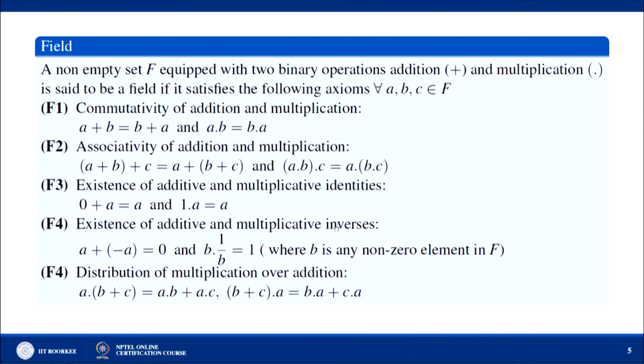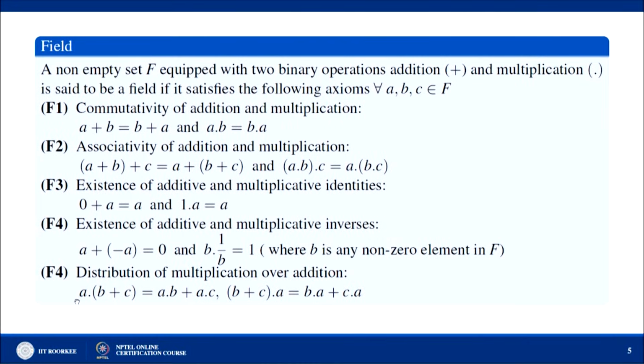Then existence of additive and multiplicative inverses. So, here minus A is simply the additive inverse of A and 1 by B is simply the multiplicative inverse of B, where B is a non-zero element in F. And the distribution of multiplication over addition, from the right also and from the left also, this must hold.